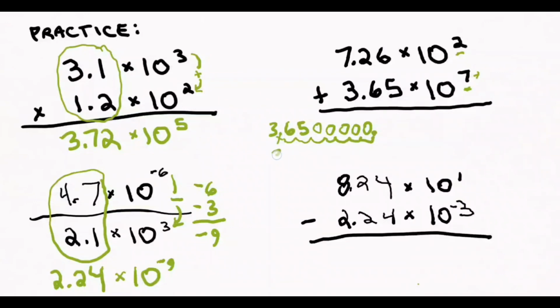So this would be 36,500,000 is 3.65 times 10 to the 7th. So I need to take this down to 10 to the 2nd, which means I can only have 2 more decimal places moved over for it to be its real number. So if I go back 2 decimal places like this, that's going to give me 365,000 times 10 to the 2nd.